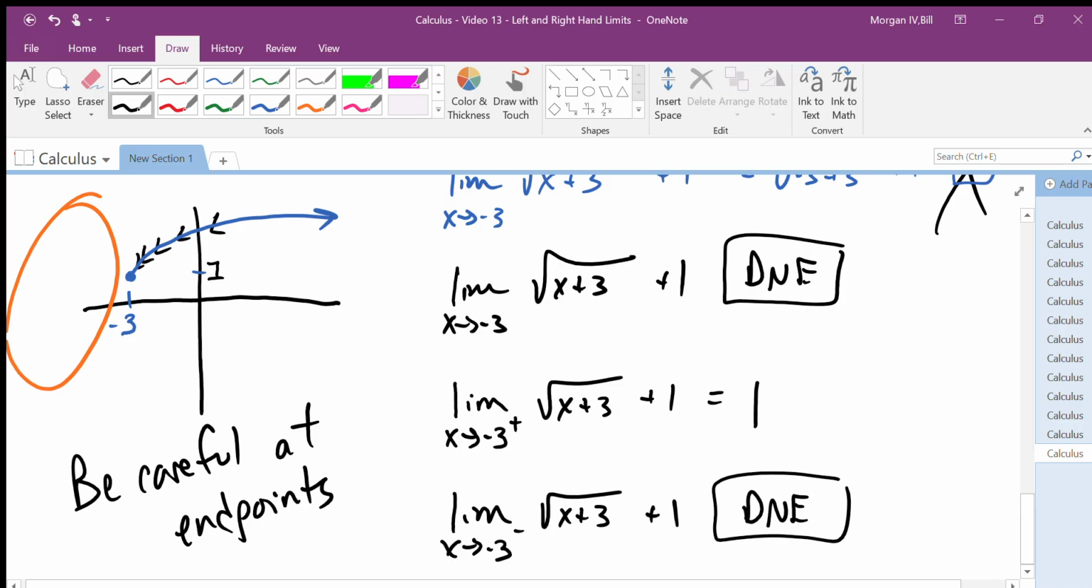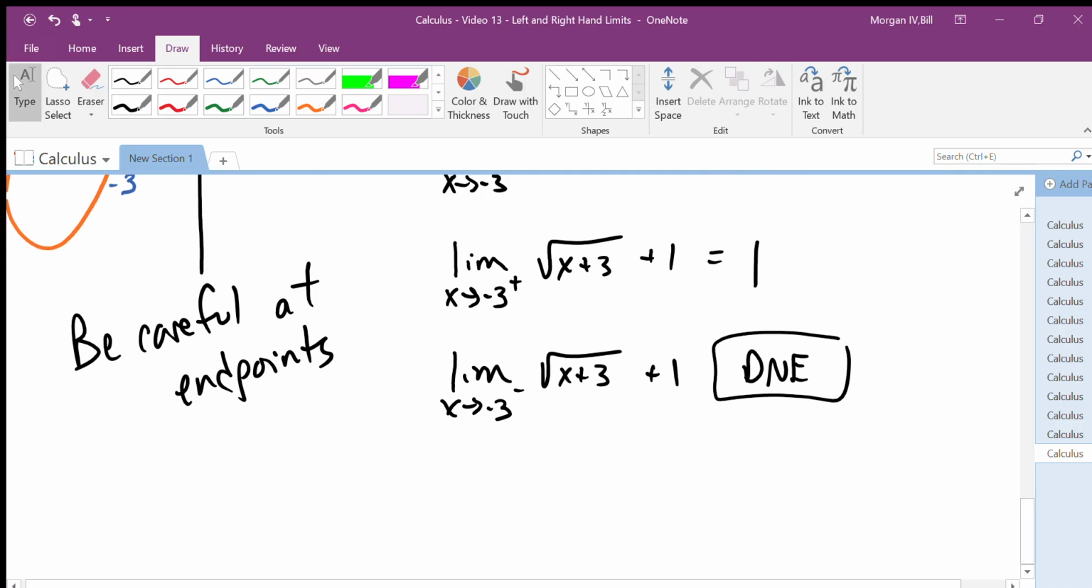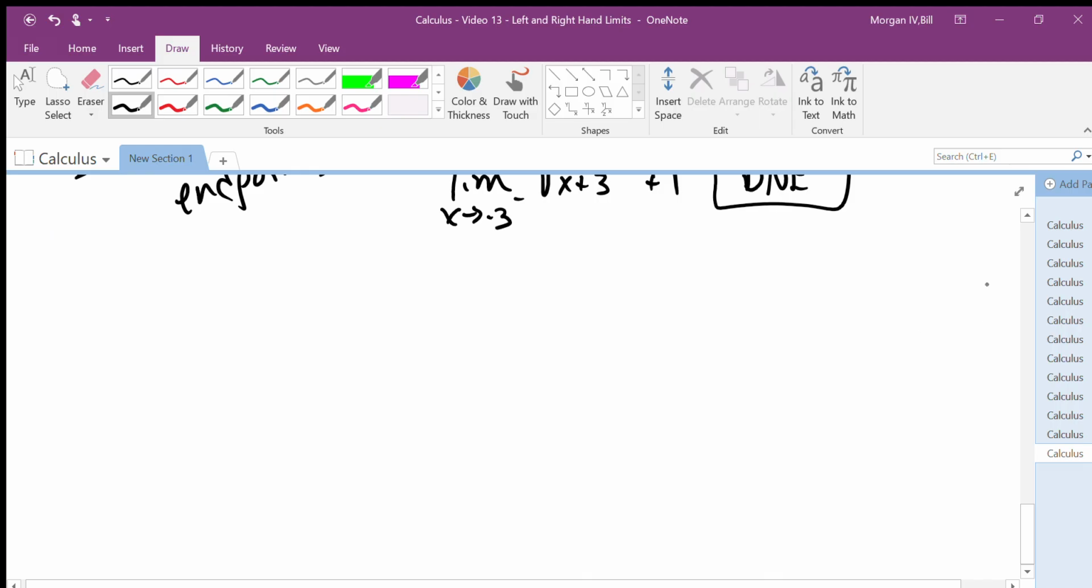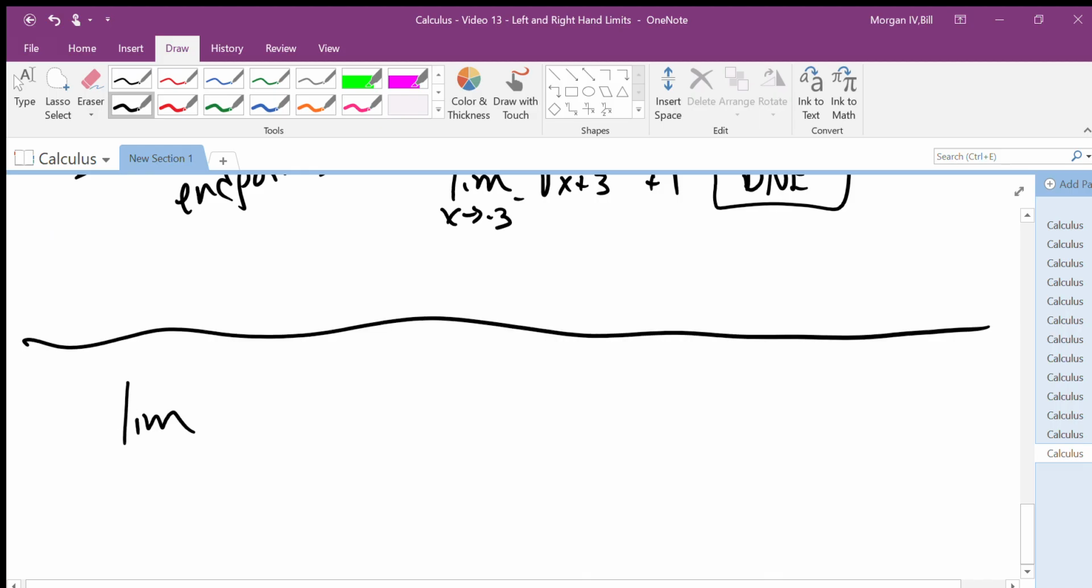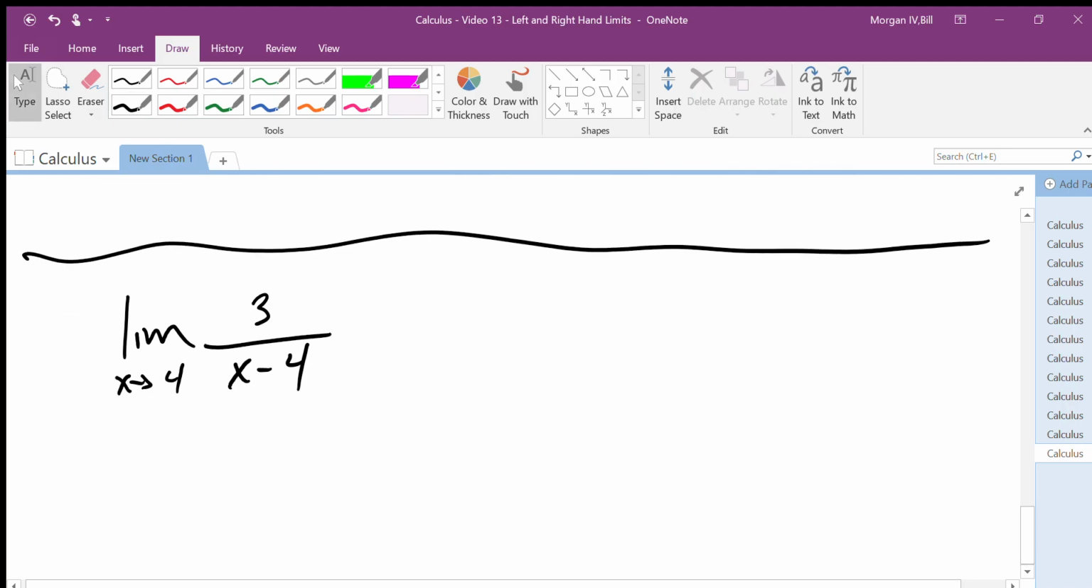Okay, let's take a look at one more. How about the limit as x goes to 4 of 3 over x minus 4? Okay, what's happening in our function here? 3 over x minus 4, we should know what that looks like. That's a rational function. You should have a vertical asymptote at 4, at x equals 4.